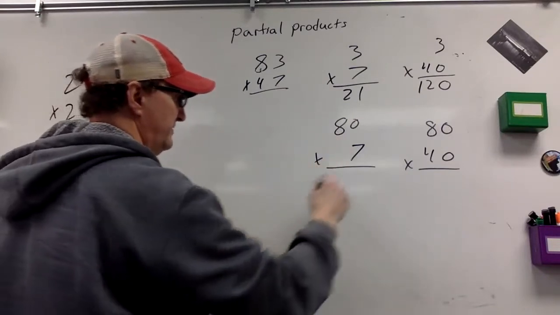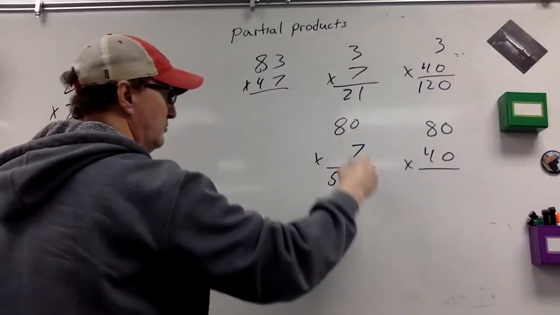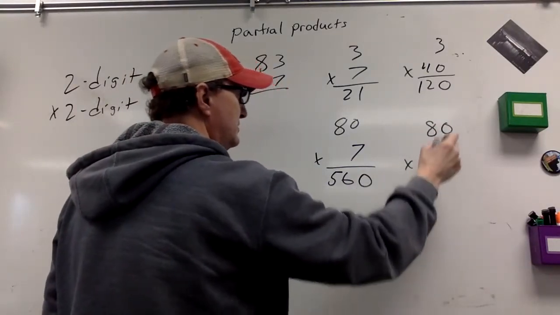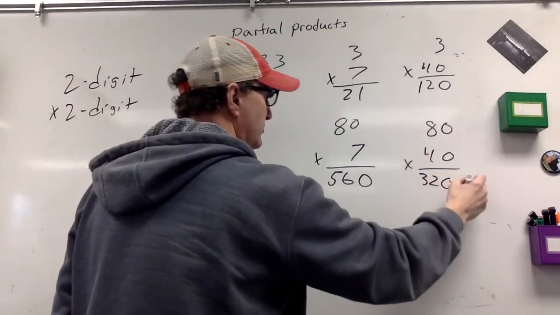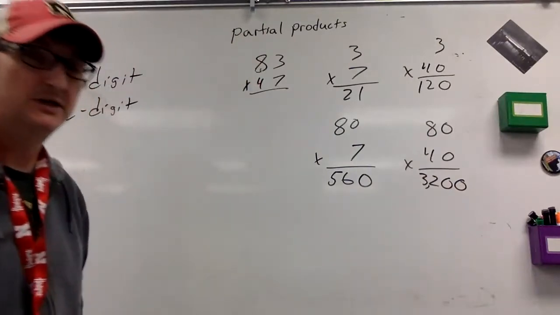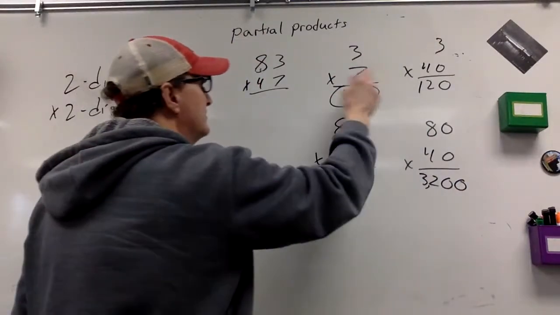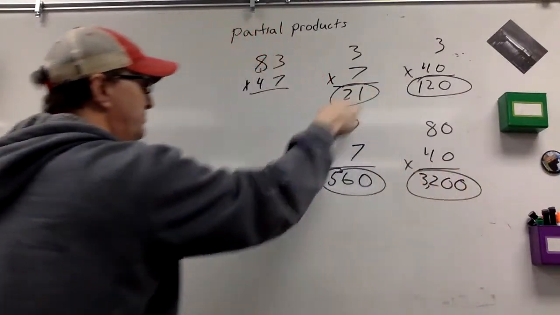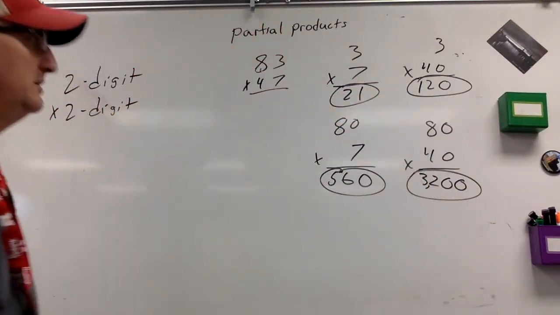8 times 7 is 56. 0 in the ones place, 560. 8 times 4 is 32. 0 in the tens place, 0 in the ones place, 3,200. So we have got these 4 partial products. They're all just part of the whole product.